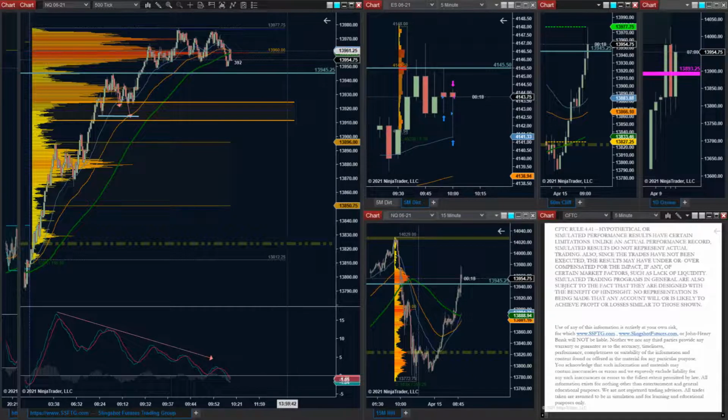Oh, that volume shift. Whoa. 13,960 sporting a big rejection right there. That could be what it takes. Let's see if they can follow this through or if it fails.